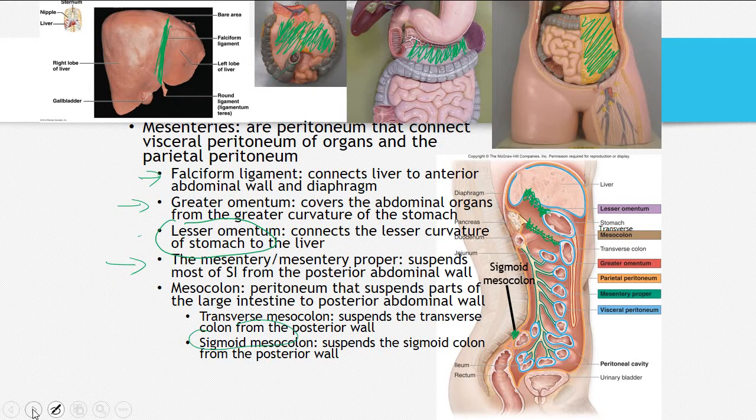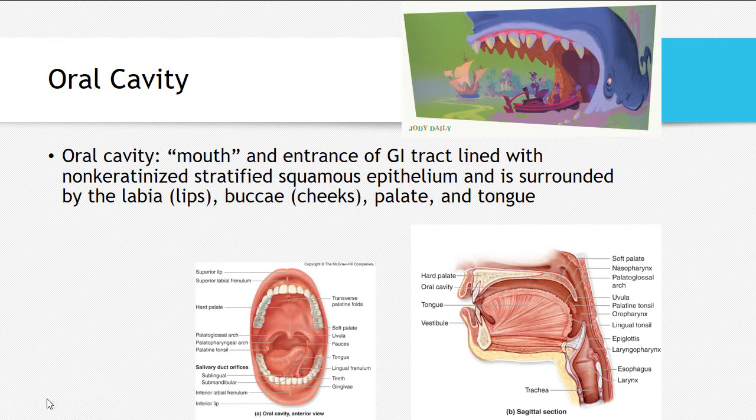Okay, let's talk about the oral cavity, which is the mouth. The oral cavity has non-keratinized stratified squamous epithelium. Once again, why does it have the non-keratinized stratified squamous epithelium? To prevent abrasion from occurring. Because there's going to be abrasion, it protects the cells underneath it.